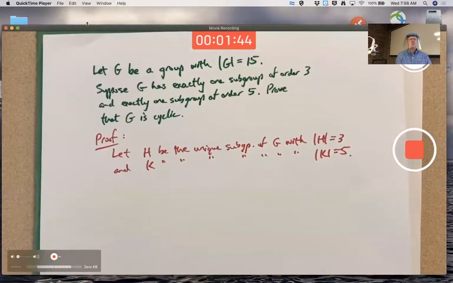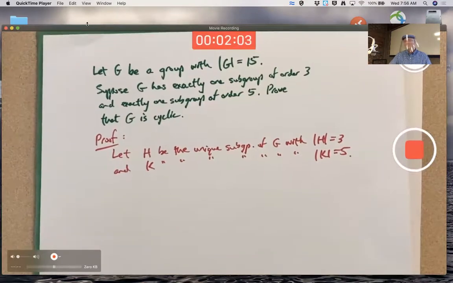G is a group with order 15. We're supposing that G has exactly one subgroup of order 3 and exactly one subgroup of order 5, and we're trying to prove that G is cyclic. The initial thought you hopefully have is that means we need to figure out the generator for G. The question then is how to get there.